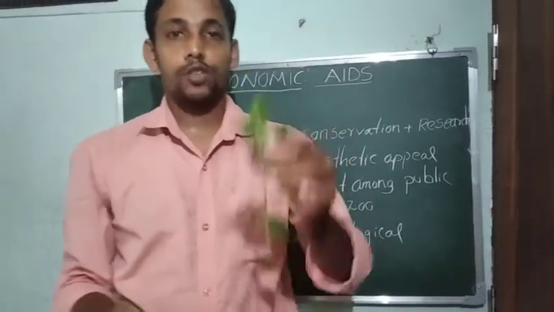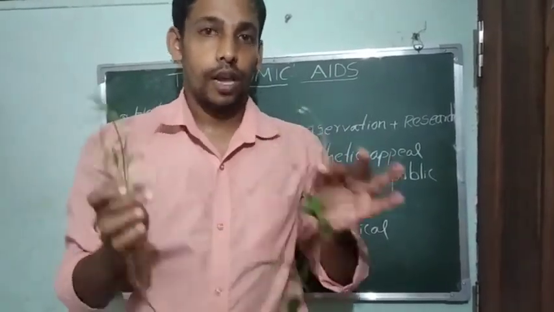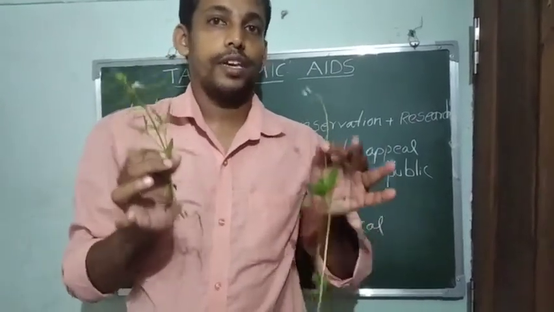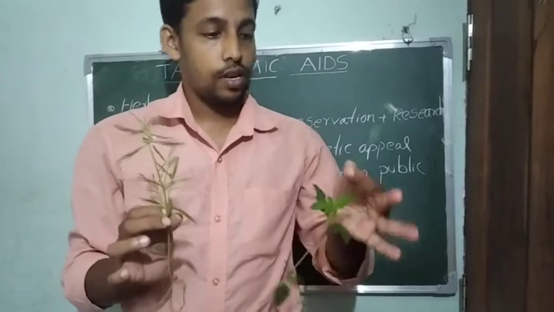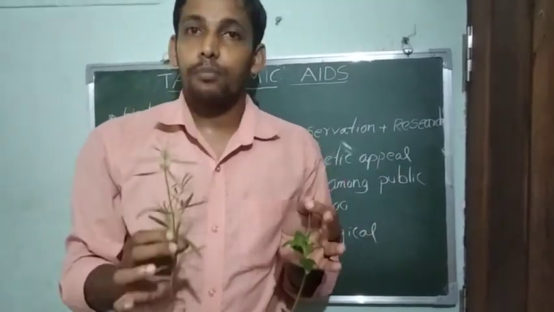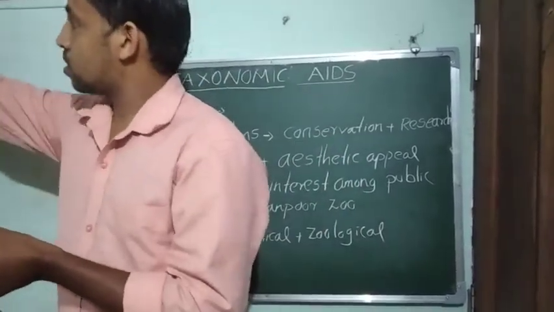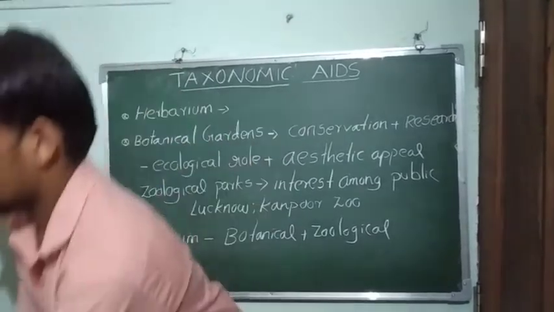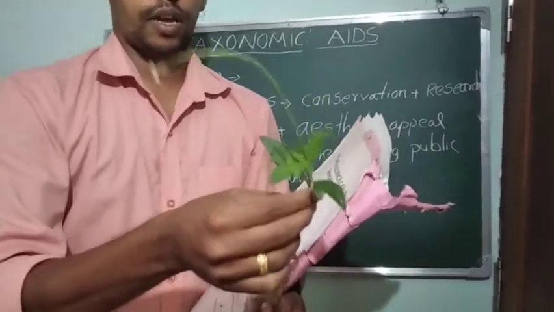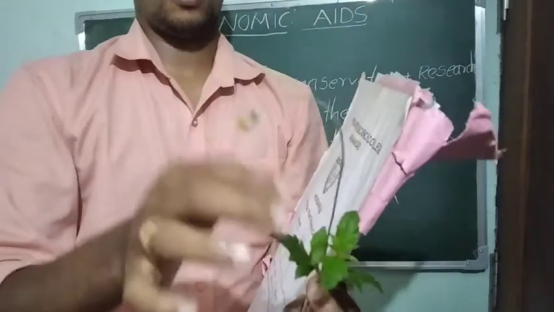So here there are two plants. I would like to identify these two plants. What are the names of these plants? I am going to seek the help of this herbarium. Look here. This is the plant. This is the flower. Here this is the plant.